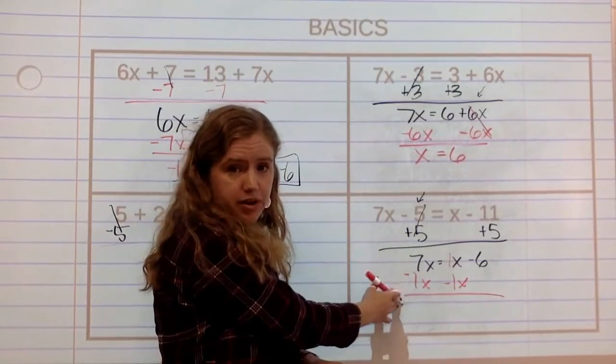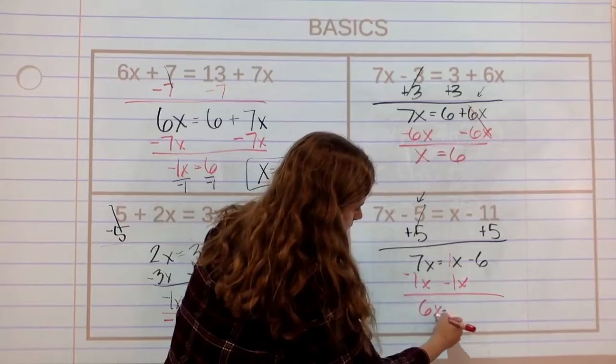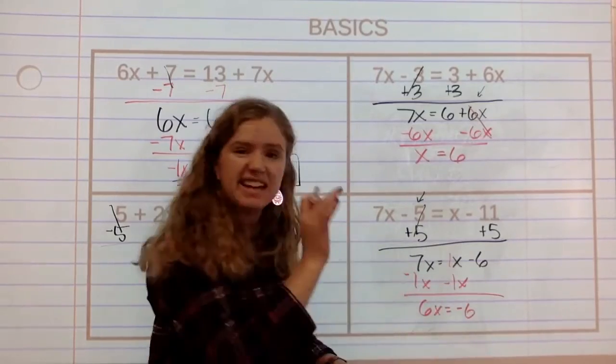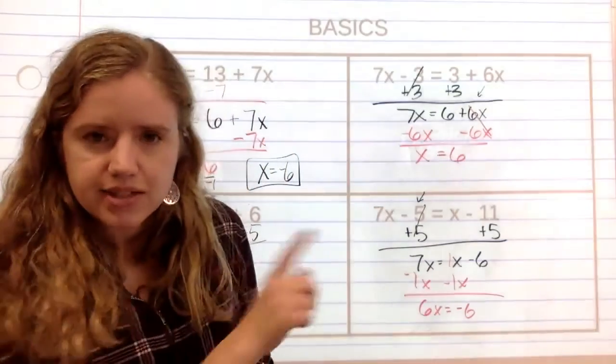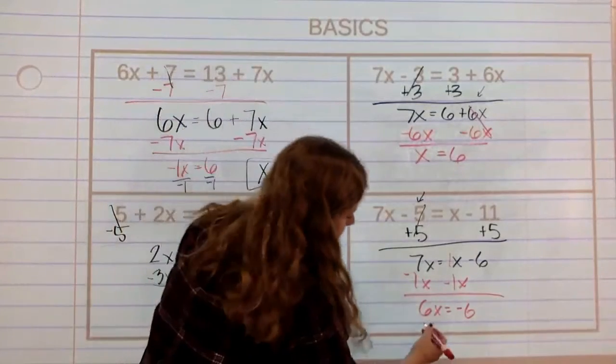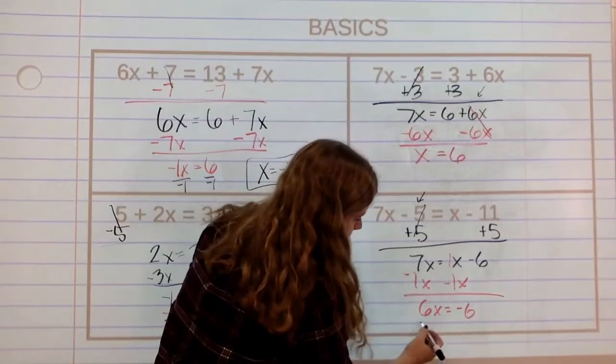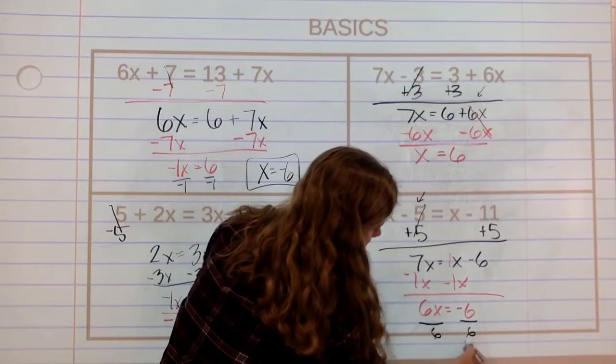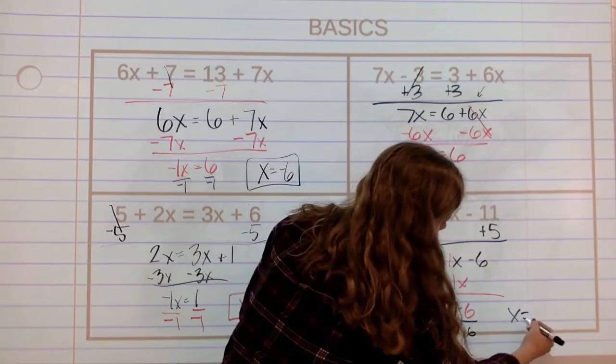7x minus 1x, we get 6x equals negative 6. Careful that that negative drops down because it is a negative 6 over there. And then to get x by itself, we go ahead and divide by 6. X equals -1.